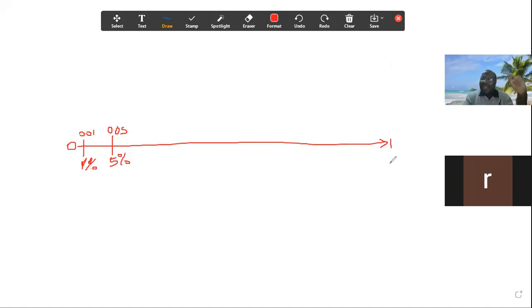So if you understand this, the probability of making type 1 error is the p-value, which is actually the probability that the difference you have gotten is due to chance occurrence.